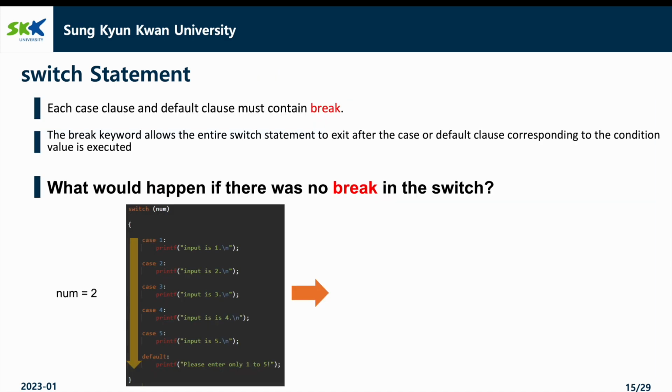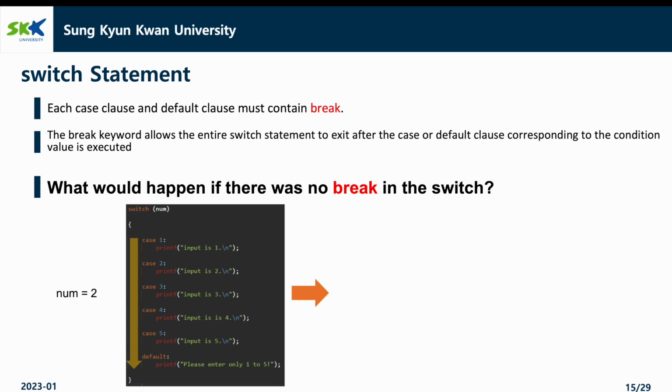It is important to note that each case and default clause must contain break. The break keyword allows the entire switch statement to exit after the case or default clause corresponding to the condition value is executed.